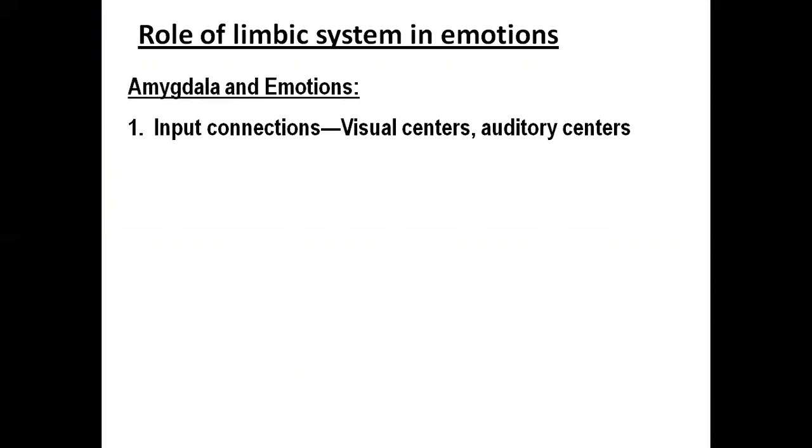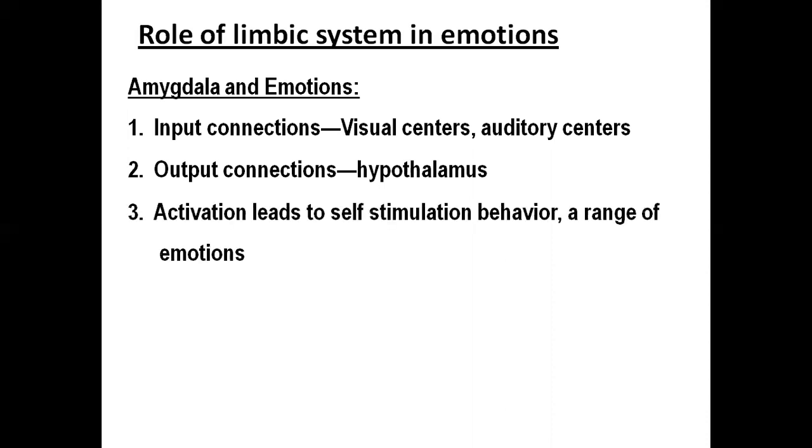Coming to the role of the limbic system in emotions. The amygdala and the emotions. Input connections are the visual centers and auditory centers. So sometimes in horror movies, the sound of it only will make you jitter and get away from your seats. Next will be output connections, namely the hypothalamus. Activation leads to self-stimulation behavior, a range of emotions, so any emotion depending on the stimulus. And finally, it assigns emotional significance to the events.